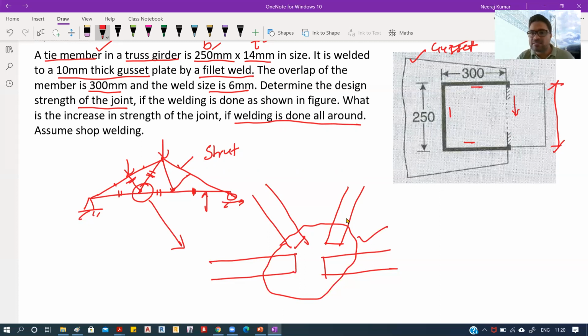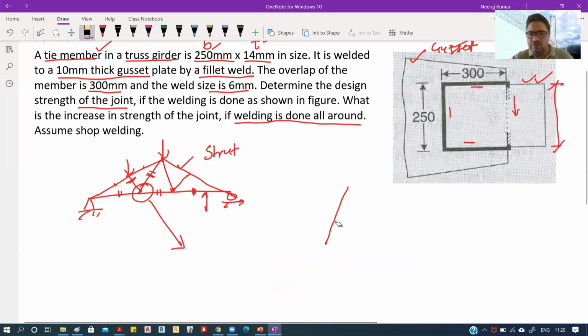Now in our case, the gusset plate is accommodating this single section. So we are supposed to analyze this single plate joint which is connected with welded connections. Now we will try to understand this joint more.